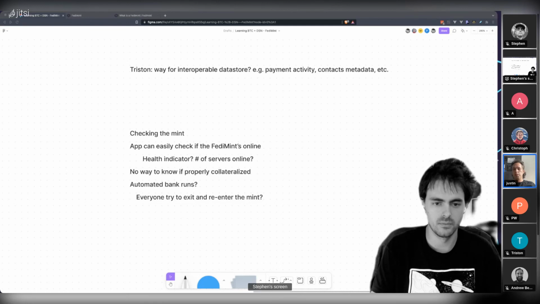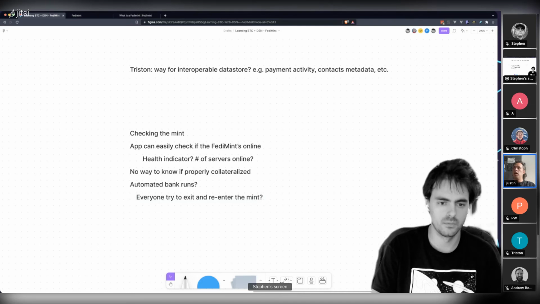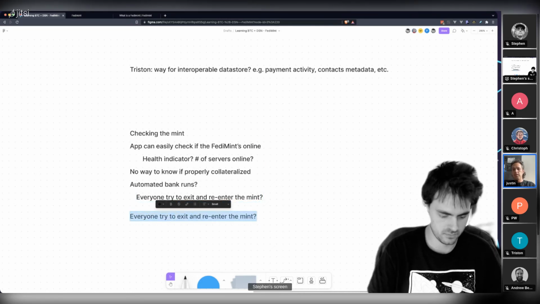Like, could you do just a purely custody-optimized thing, optimized for holding as opposed to spending? Right. And so you could kind of have a savings. You could have a FediMint with a savings account and a checking account.